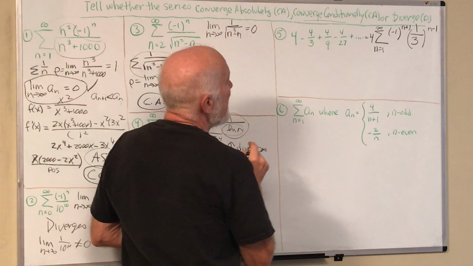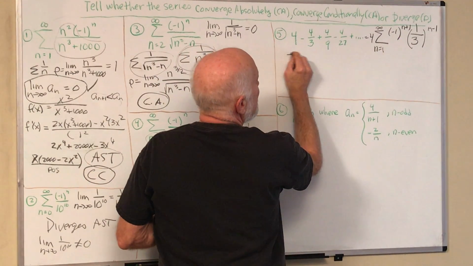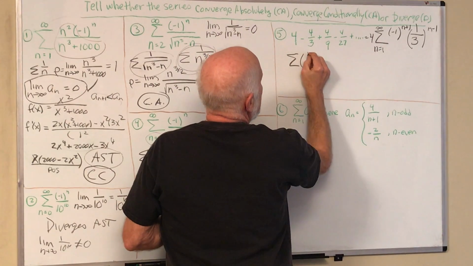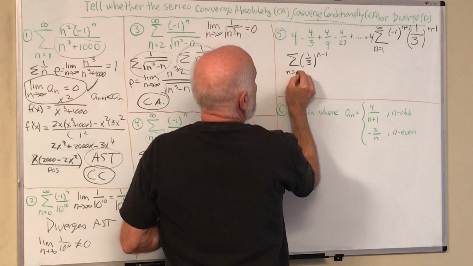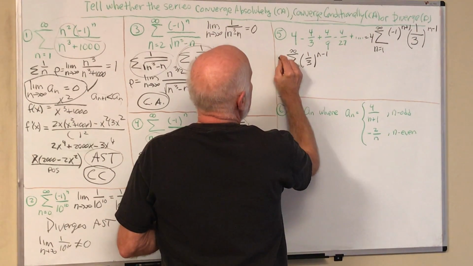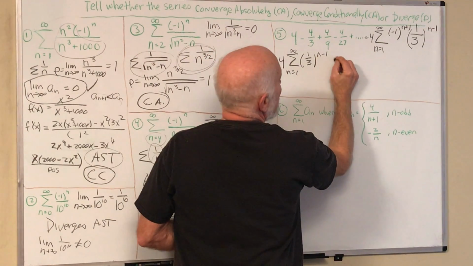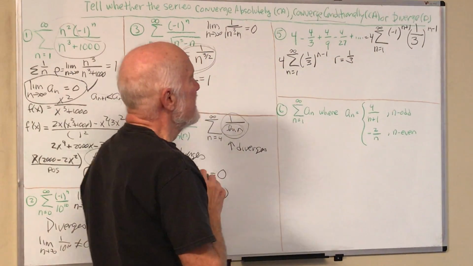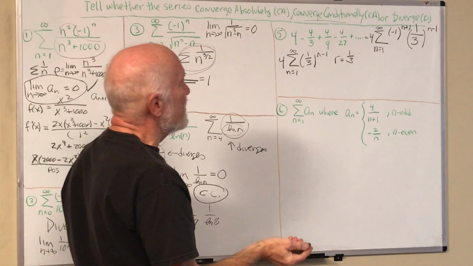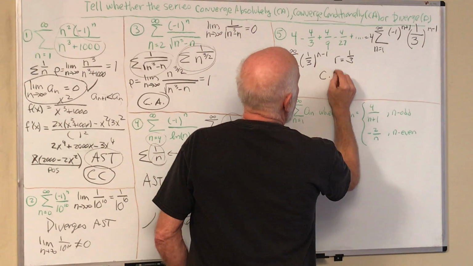So right away, we can see without the alternating part, you have a geometric series. It's 4 times the geometric series, and the r value here is 1/3. Therefore, it converges without the alternating part, so we can say that this one converges absolutely.